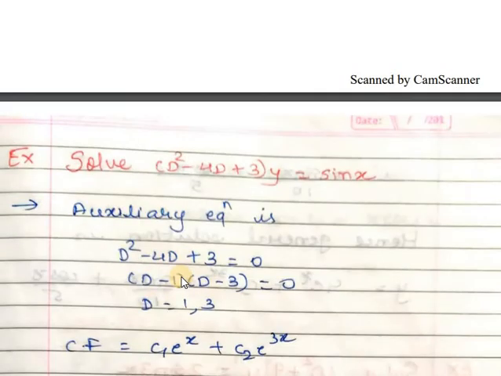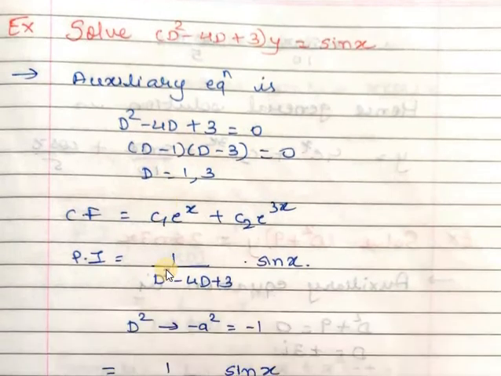Now let us discuss an example of case 2. Solve (D² − 4D + 3)y = sin x. So here, as you can see, the given differential equation is a non-homogeneous differential equation because the right hand side of the equation is non-zero. So first of all, we will have to find the auxiliary equation.